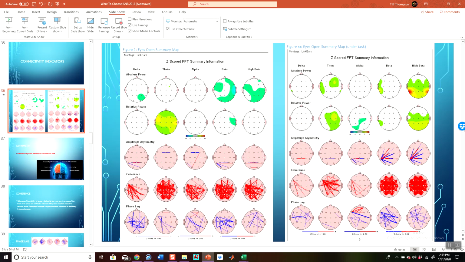And so the colors in asymmetry are reflective of the direction of the asymmetry, which is not very helpful, because you don't know which electrode is A and which electrode is B. So you have to ignore the colors in asymmetry in a NeuroGuide format.